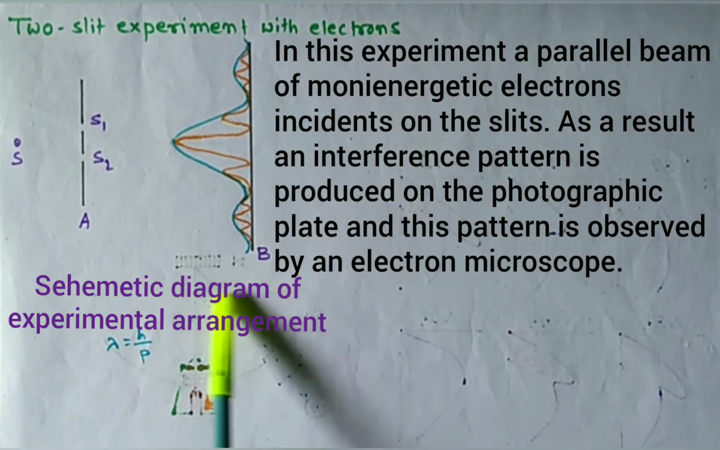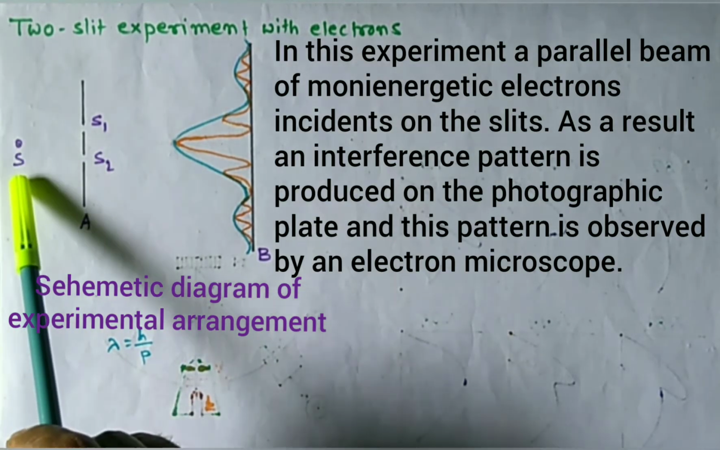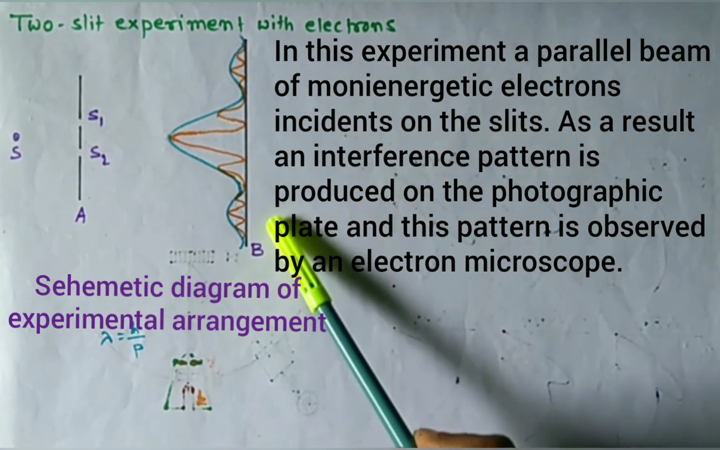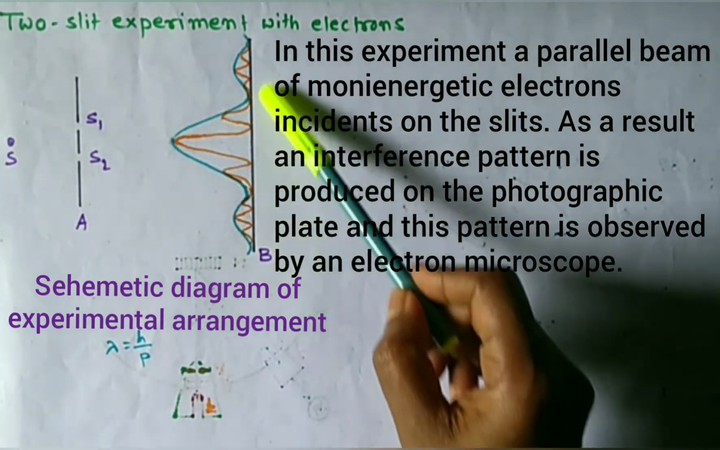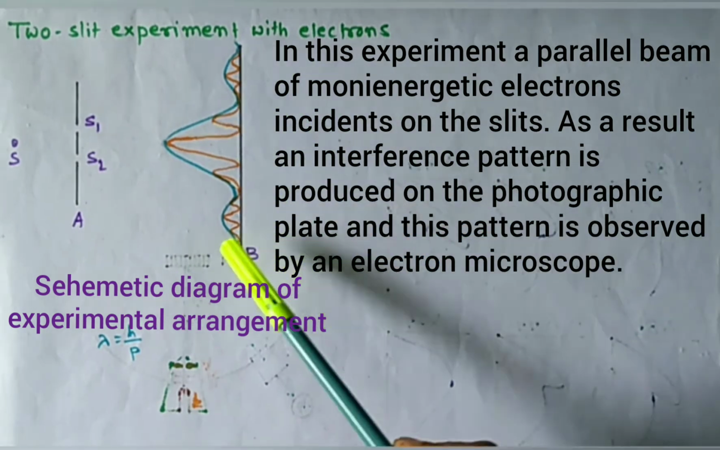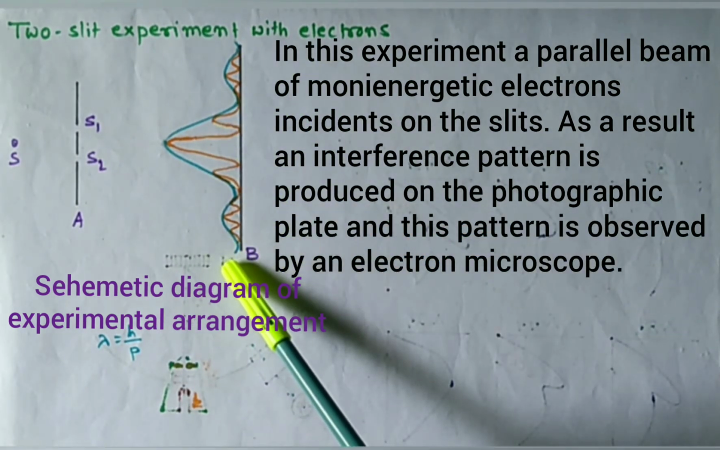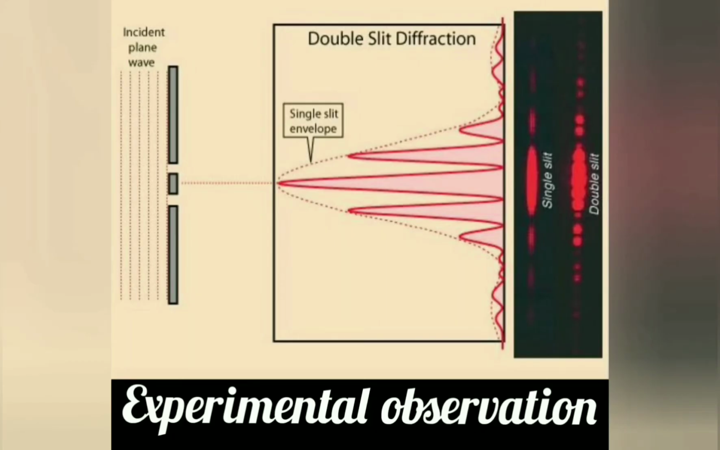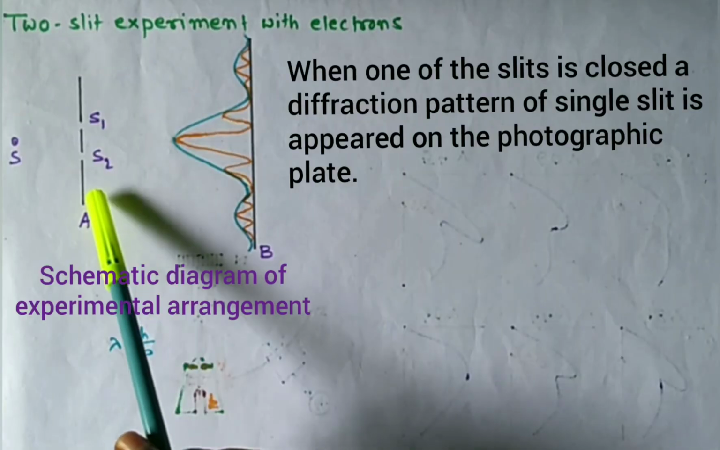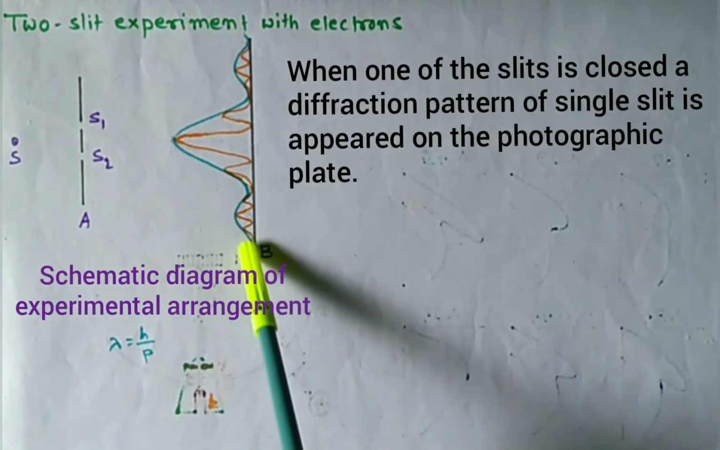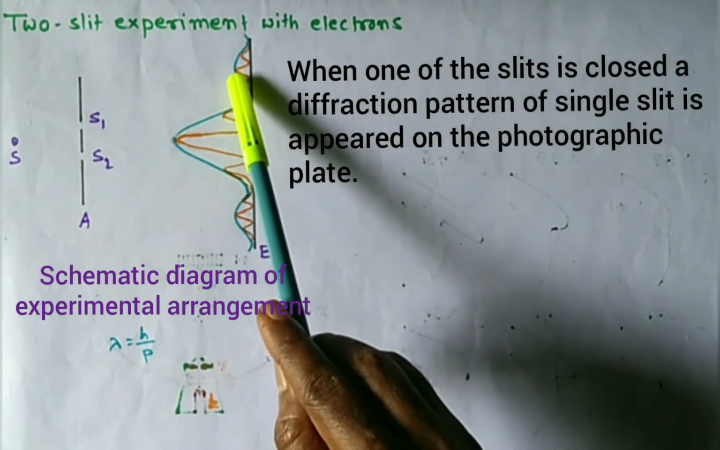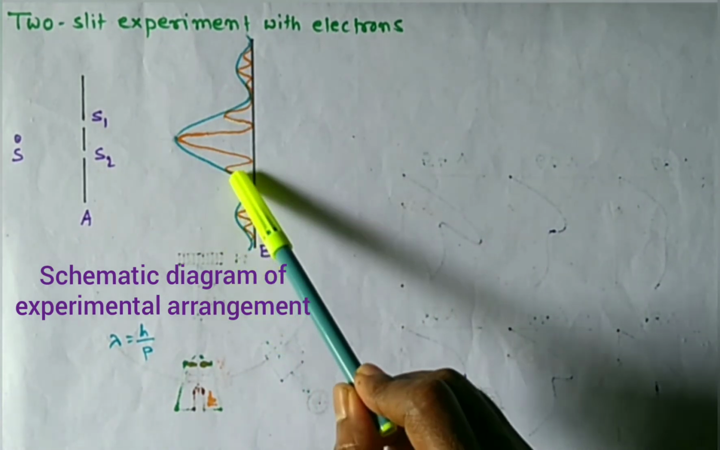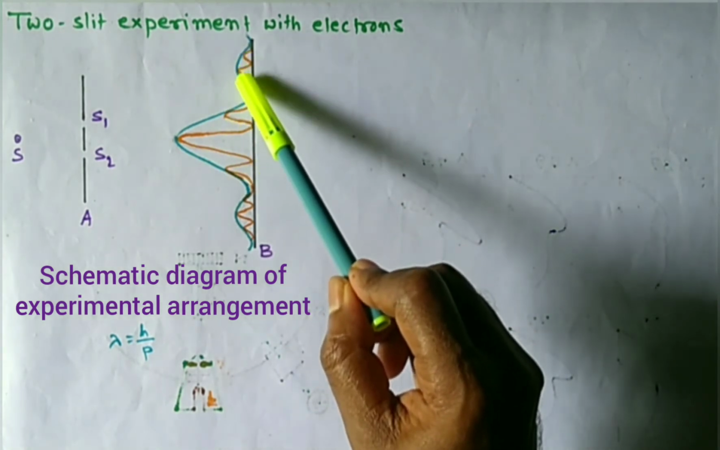In this experiment, a parallel beam of monoenergetic electrons is incident on the slits. As a result, an interference pattern is produced on the photographic plate, and this pattern is observed by an electron microscope. When one of the slits is closed, a diffraction pattern of a single slit appears on the photographic plate. Here we have indicated this pattern by the sky blue line.